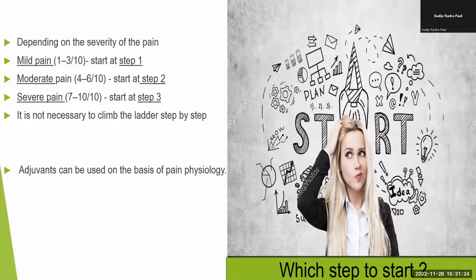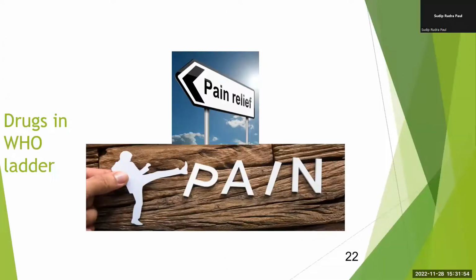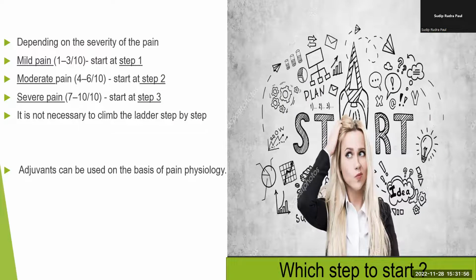If the patient is having moderate pain, 4 to 6 on the numerical rating scale, then step 2 can be very useful. Next is severe pain. If the patient is having pain of 7 to 10 on the numerical rating scale, we can shift the patient to step 3 and so on. Now, adjuvants can be used on the basis of pain pathology and pain physiology.